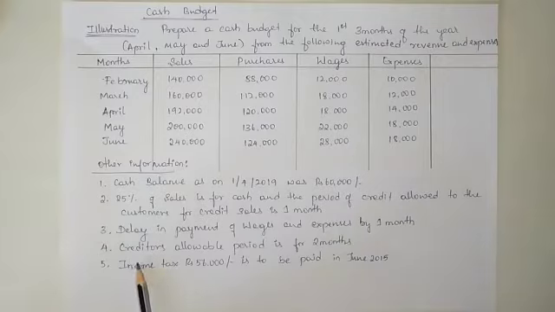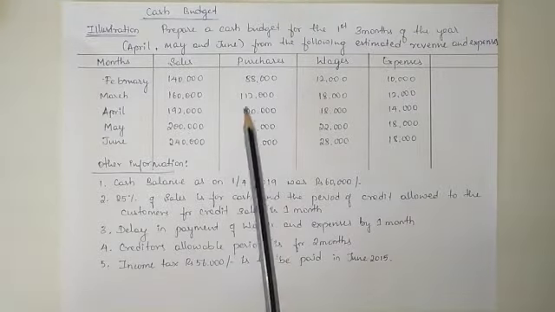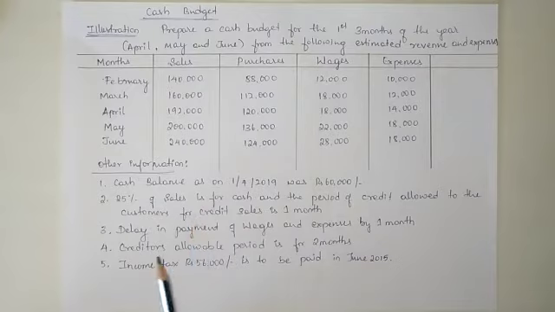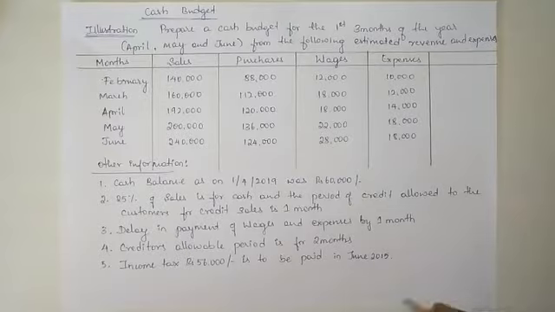Then the creditor allowable period is 2 months. That means if you have made any credit purchases, they are going to be paid after 2 months. Then income tax of rupees 56,000 is to be paid in the month of June. Consider it as 2015 only.